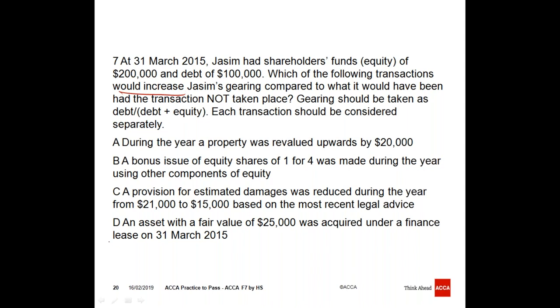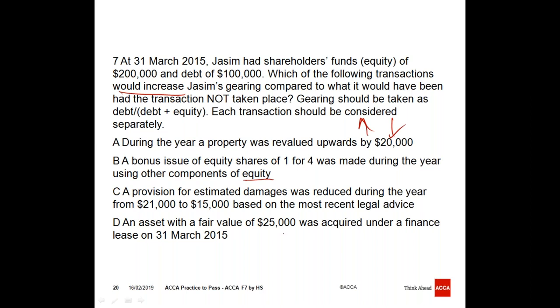So the right answer is... During the year the property was revalued upward. So whenever there is an upward revaluation, there will be a decrease in the gearing. A bonus issue of the equity shares will not affect the equity actually, so it will not impact the gearing directly. A provision for the estimated damages was reduced during the year from 21,000 to 15,000. So whenever there is a reduction, it is not going to affect the gearing.